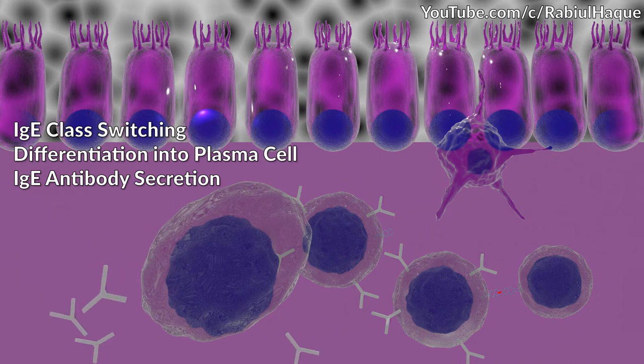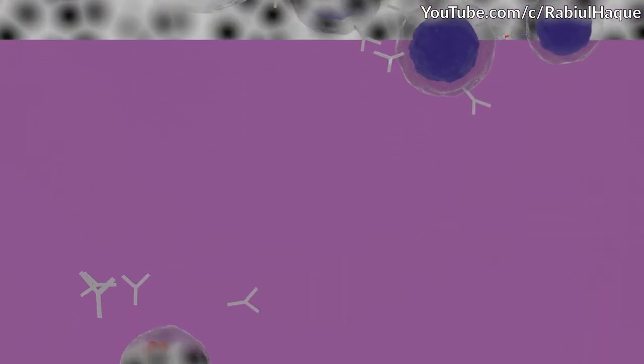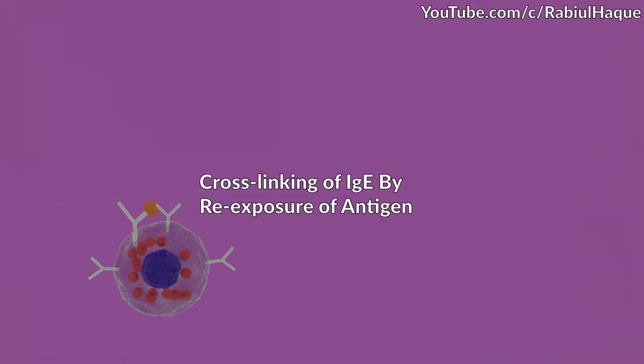The secreted antibodies will now go to the mast cell, and there they will bind to the surface of mast cell, since the mast cell has receptors for the Fc portion of immunoglobulin E. The receptor is called Fc epsilon R1 receptor. The immunoglobulin E coated mast cells are called sensitized because they are sensitive to the next encounter of the same specific antigen.